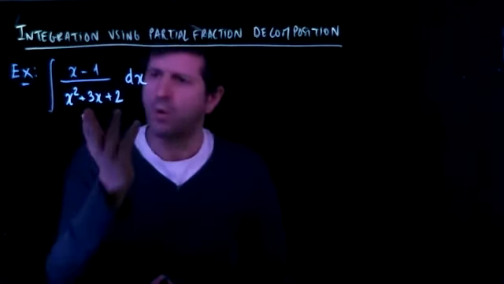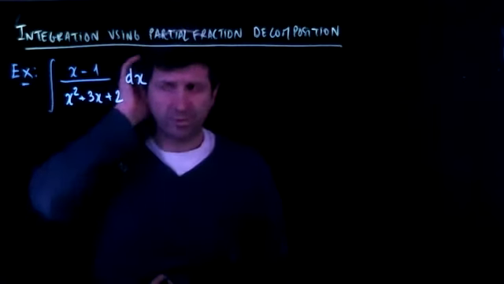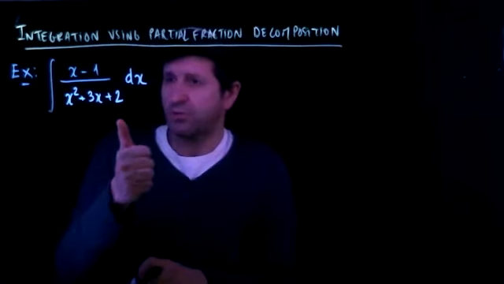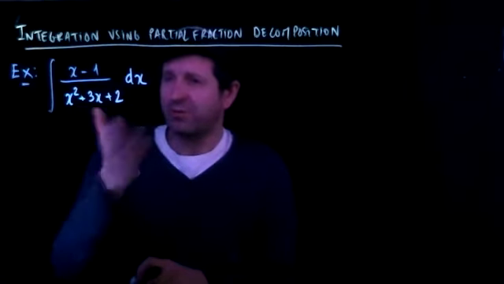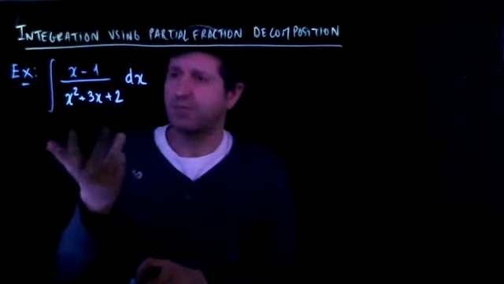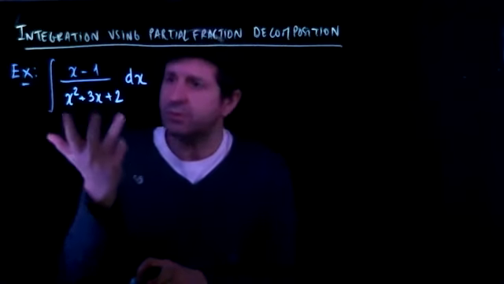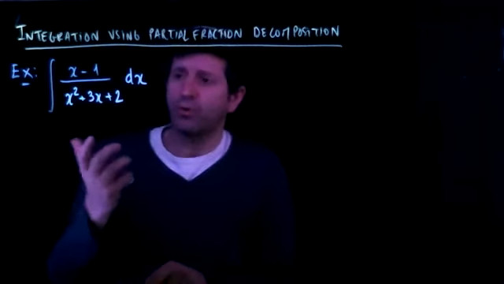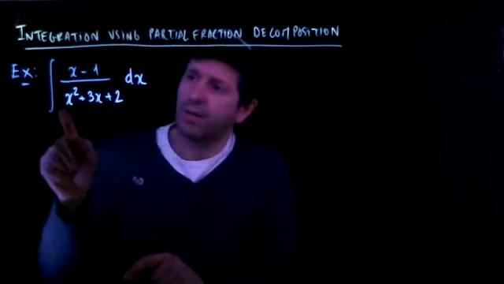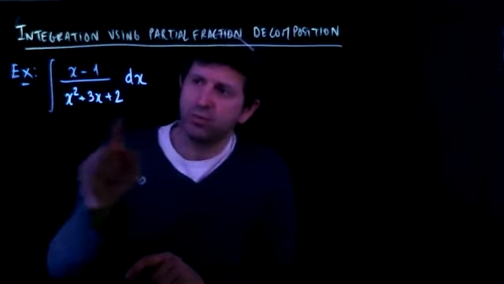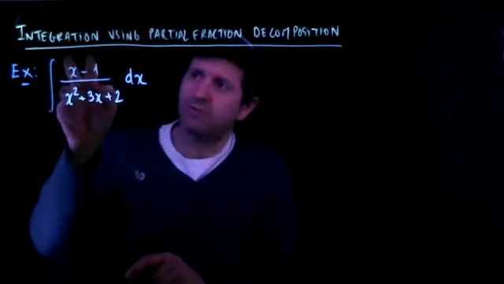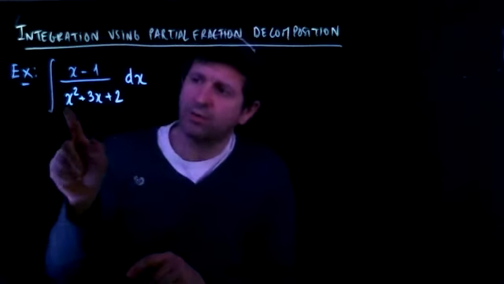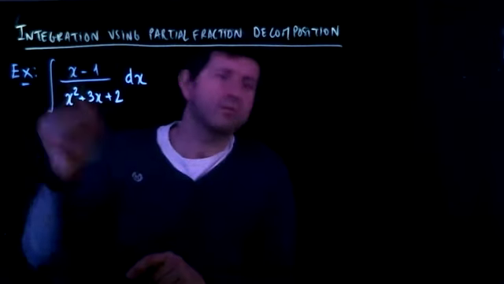So what can I do here? What are my options? We learned substitution, we learned by parts. Definitely there's no by parts here. I don't see a multiplication of two terms. I see a fraction, and the only thing I can hope for is to do a substitution by taking the denominator as u and hope that the derivative gives me the top, which is not the case. If you do the derivative of the bottom, you'll get 2x plus 3, and that's not really x minus 1.